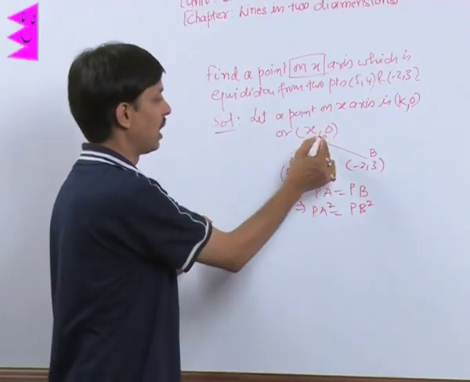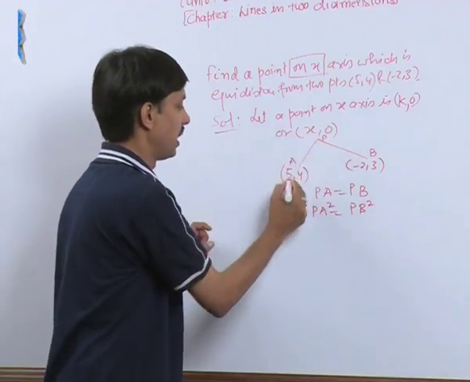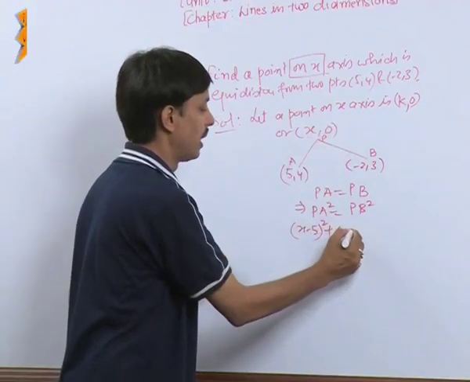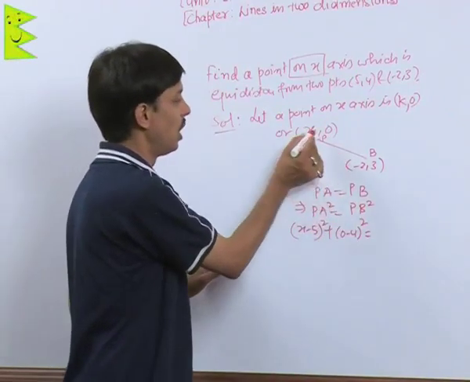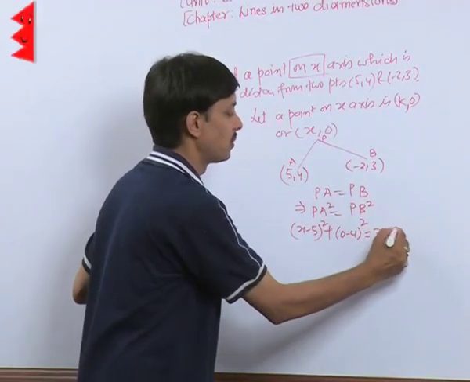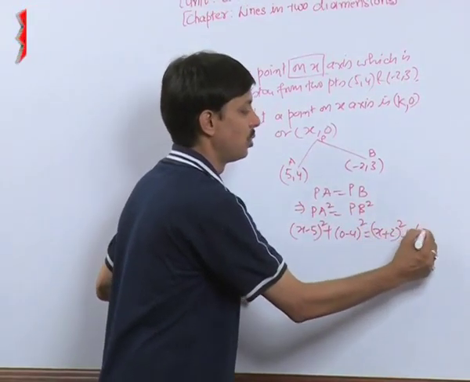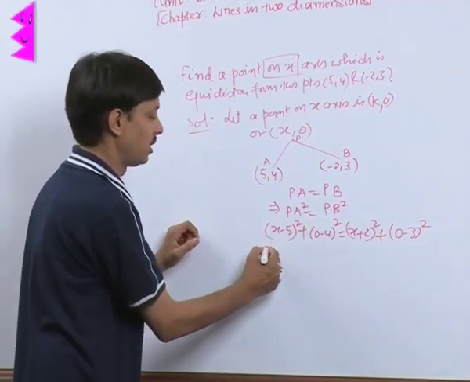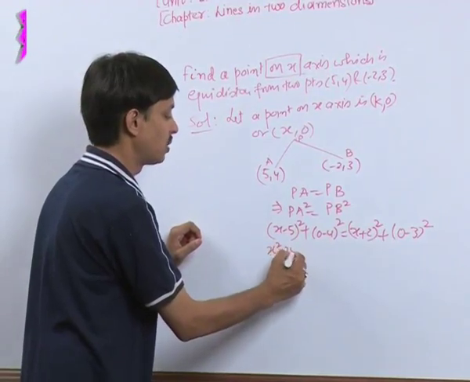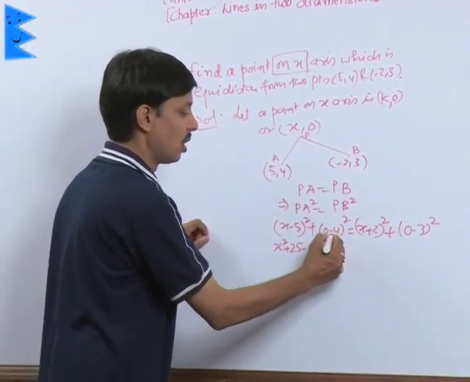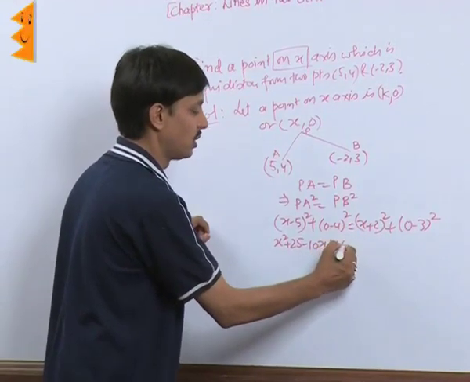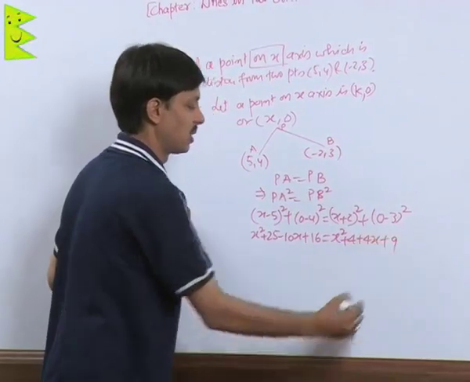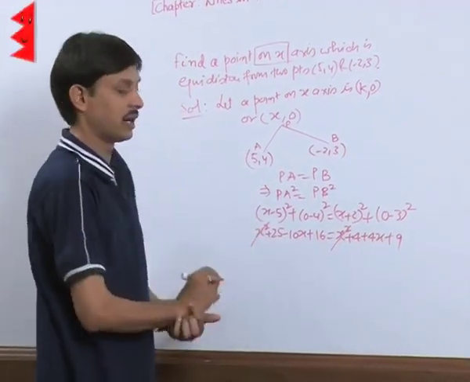Using the distance formula, in this we will write (x minus 5) squared plus (0 minus 4) squared is equal to (x plus 2) squared, the second situation, plus (0 minus 3) squared. We will simplify it. (a minus b) whole squared is a squared plus b squared minus 2ab, or (0 minus 4) whole squared is 16, equal to x squared plus 4 plus 4x plus 9. This x squared and x squared get cancelled.